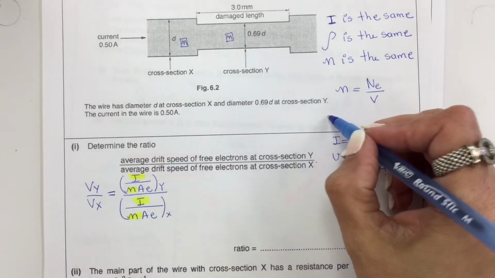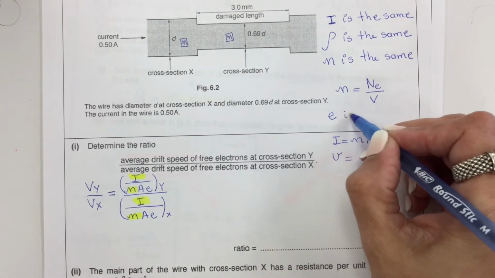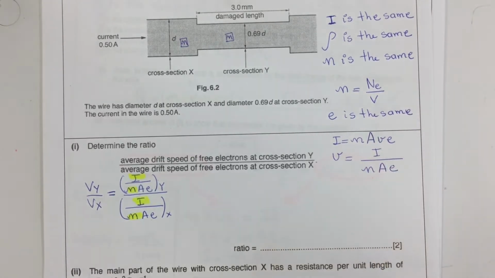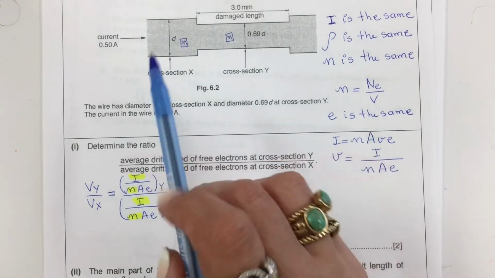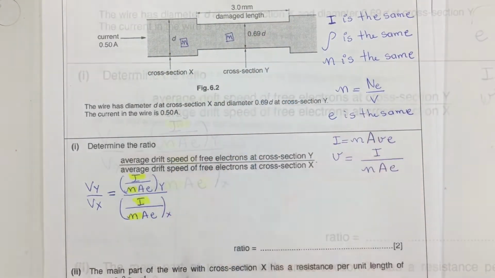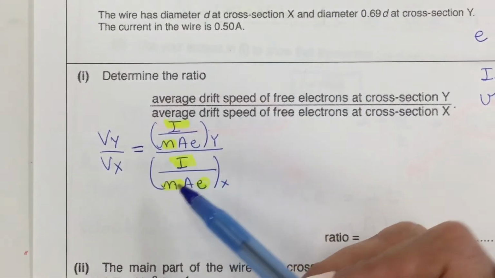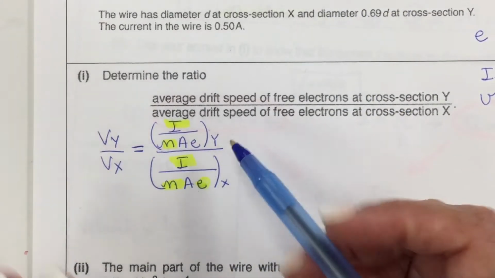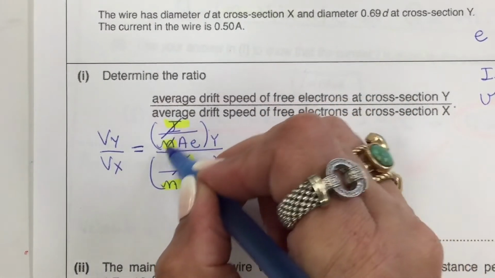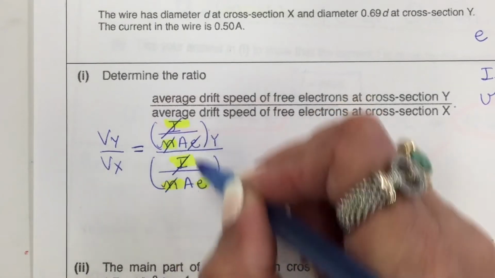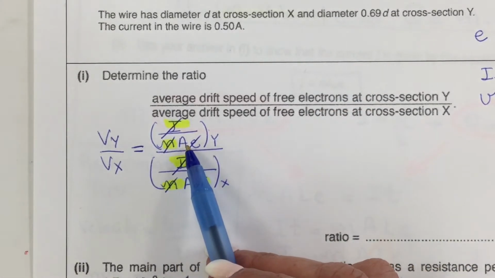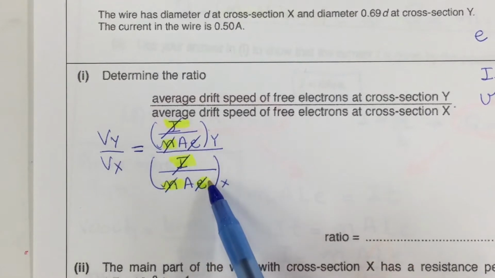Another one: the electrons are the same on both sections. Electrons will not change. Electrons are electrons. So the electron in this segment and this segment are exactly the same. So what do you do when you have so many things that are the same? As a fraction, we are going to cancel: I with I, N with N, and E with E. What is left is just the cross-sectional area for each segment.